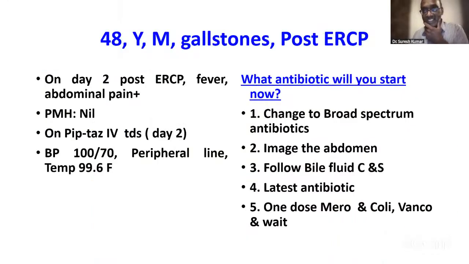So this is the last case, post gallbladder. The person has a gallstone, post ERCP, fever, some mild hypotension, and the patient is getting pip-taz. What is your antibiotic of choice? Do you want to continue the piptazo? Despite piptazo, the person has low-grade fever and BP is on the lower side. How many say I want to start an even more broad spectrum, or I want to image, or I want to follow the cultures, or the latest antibiotic? A lot of things people are marketing now. So what do you want to do?